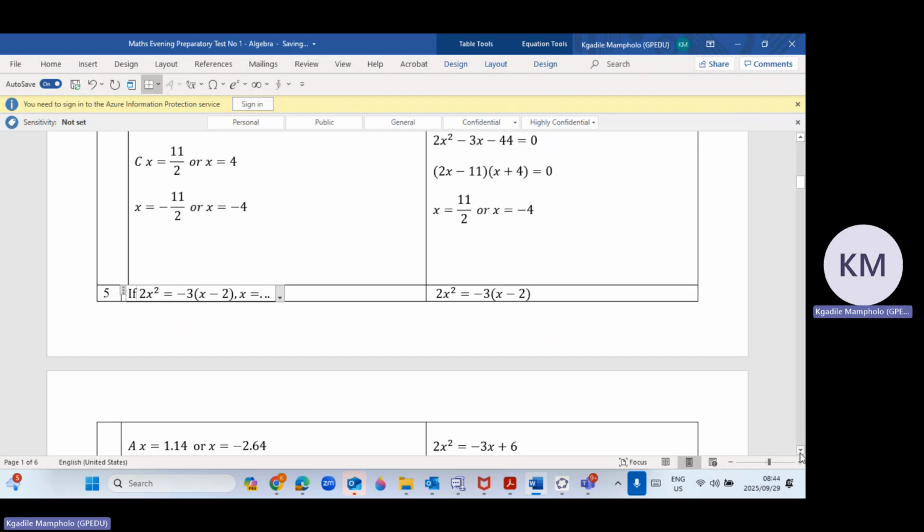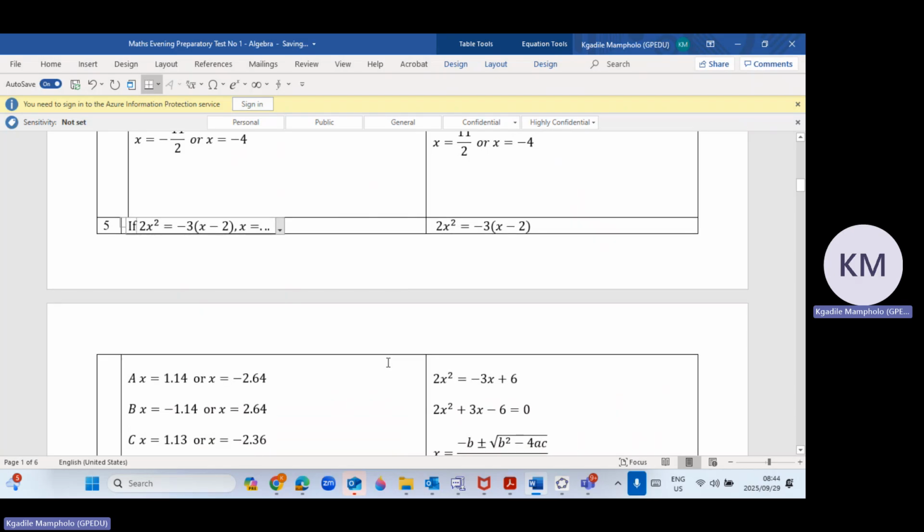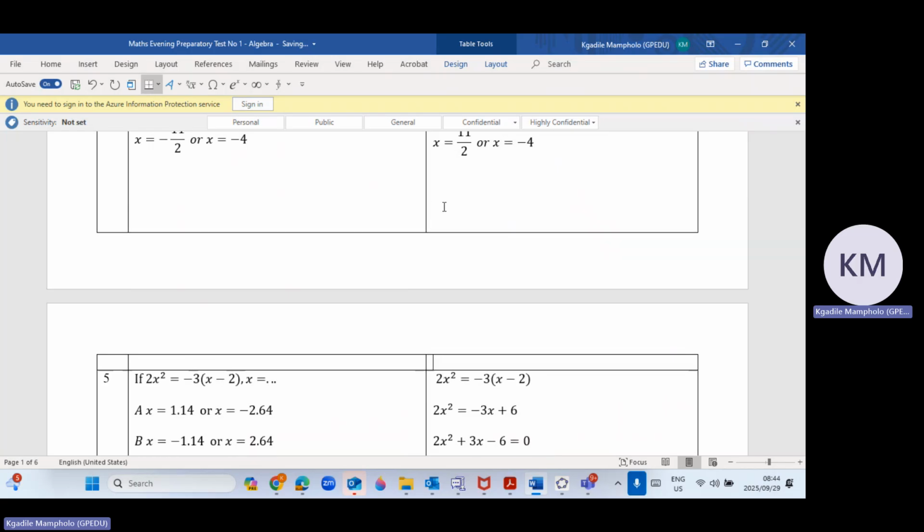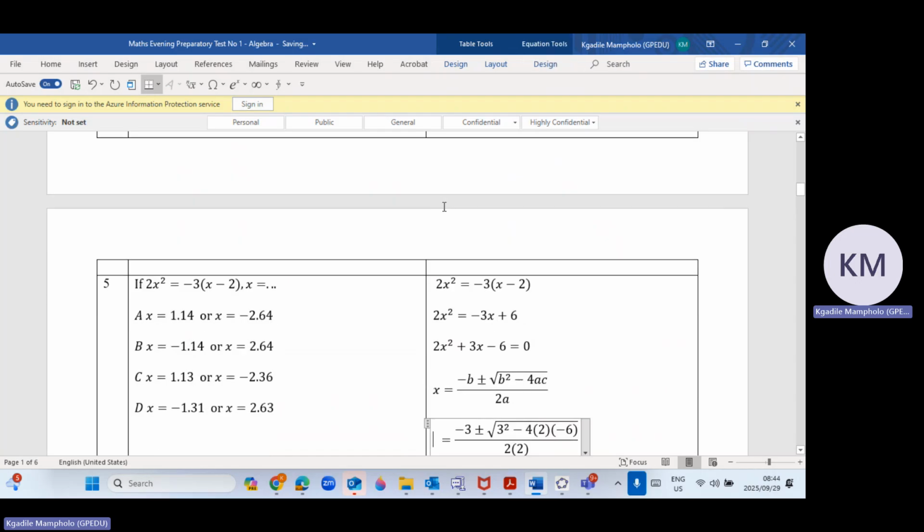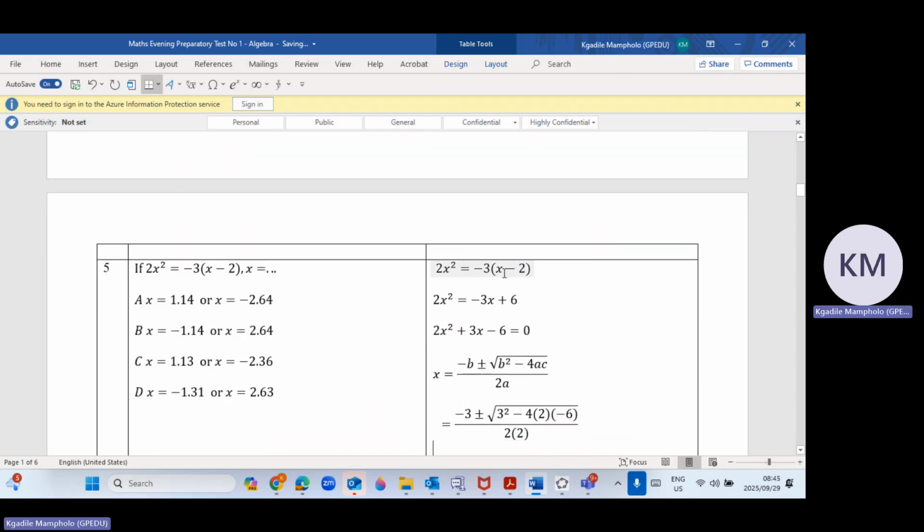Now, question 5. Let's quickly go to question 5. Let's put this nicely. Now, question 5. You see question 5 here? Here your equation is not in standard form. We don't have 0 on the other side. Remember, you only use the quadratic formula, or you factorize directly, if the other side is 0. In this case, it's not 0.